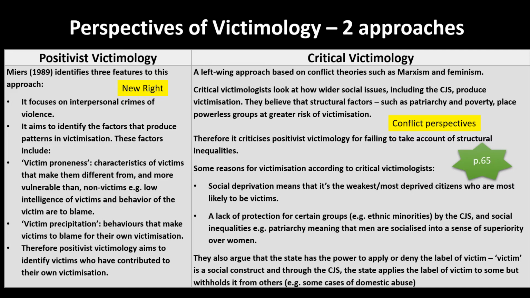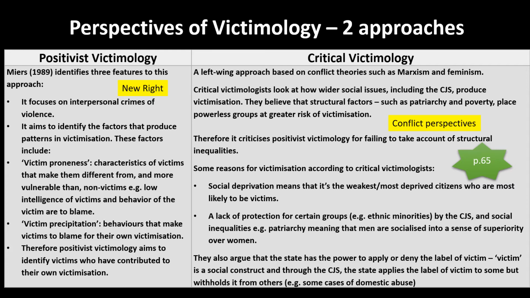Okay. Moving on to the bottom of 65, we just have the two theoretical approaches for victimization and victimology. So we have positivist victimology and critical victimology. Now, critical victimology, as you can see, does relate to conflict theory. So this is our Marxism, feminism. It brings in potentially a little bit of left realism with Lea and Young, but ultimately it's this idea that there is an inequality. Positivist victimology isn't so clearly linked to positivism as an approach, probably closely linked to, I would say, new right realism and their views.